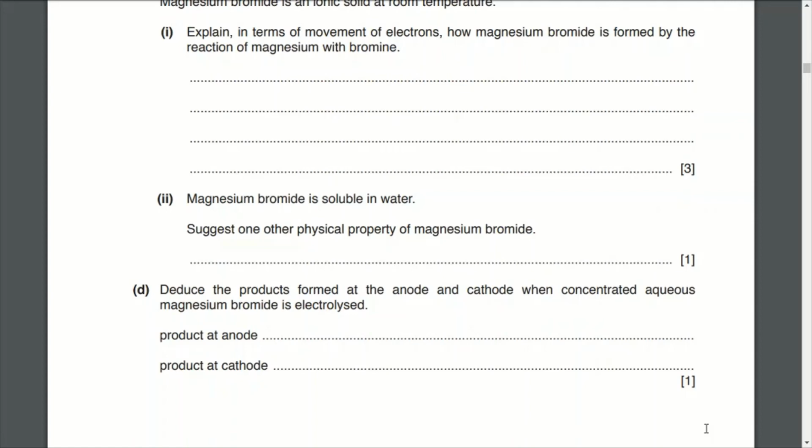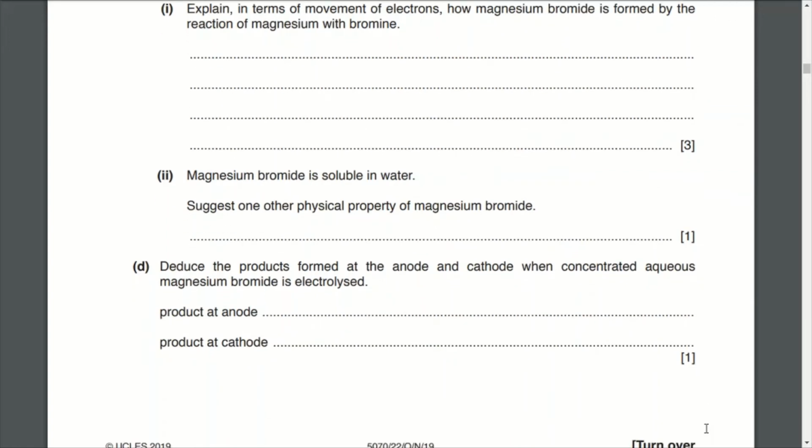Now this thing here which is given, magnesium bromide is soluble in water. Magnesium bromide is an ionic compound, and there is this fact about ionic compounds: it's the property of ionic compounds that they have a very high melting point. So yeah.